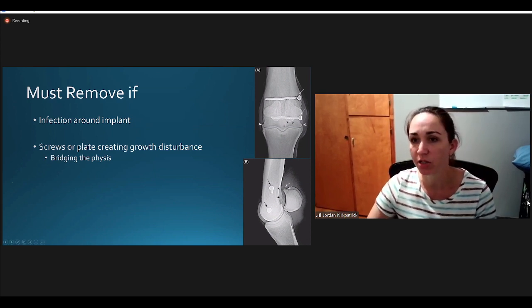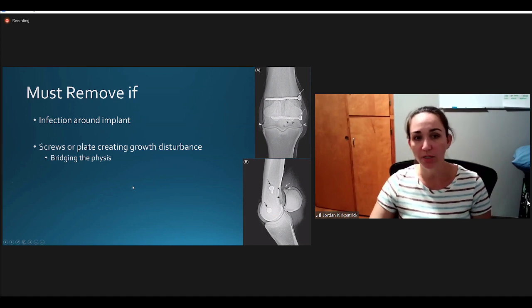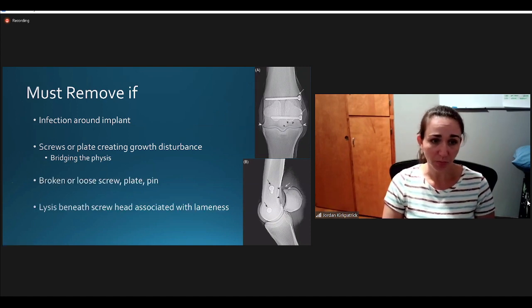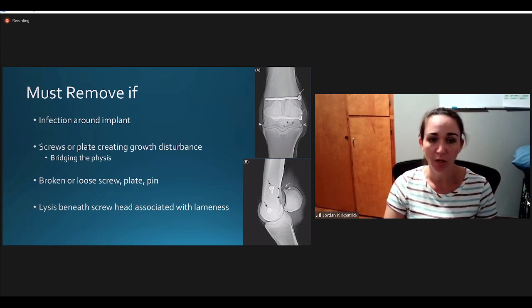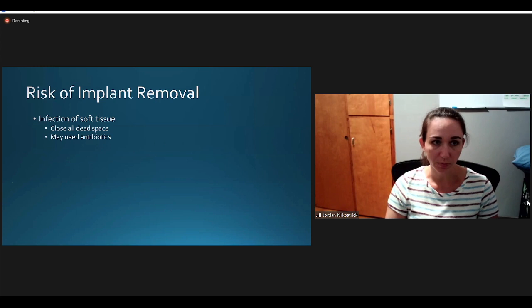So signs of infection are going to be lysis around the implant. You can see the decreased opacity around the screw, so that screw is infected. Or if the screw or plate is creating growth disturbance, that's more with angular limb deformities in foals. If the screw breaks or loosens, or the plate, or if you're using pins, if any of those start to loosen, they need to come out. And so again, any signs of infection or disruption to basic movement.